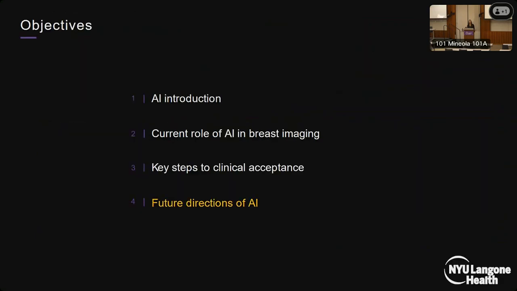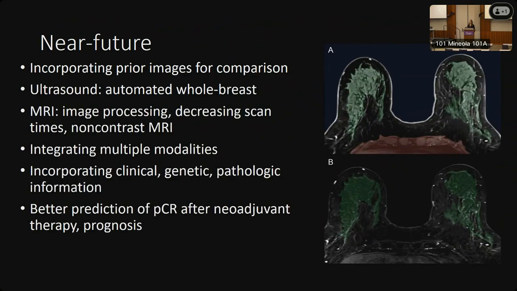All right, and now let's get to the exciting part, which is what's going to be happening in the future. There's a lot of different research going on now that is going to give us some better answers in the near future. For example, one thing that's really lacking in AI is comparison to prior studies. When I read a mammogram, I'm always looking at the prior mammograms to look for change. Change is super important when it comes to breast imaging. But there's no AI algorithm that does that yet, just because there's so much data involved. So people are working on doing that.